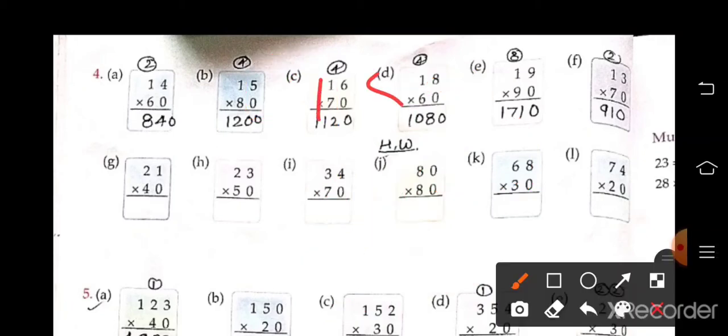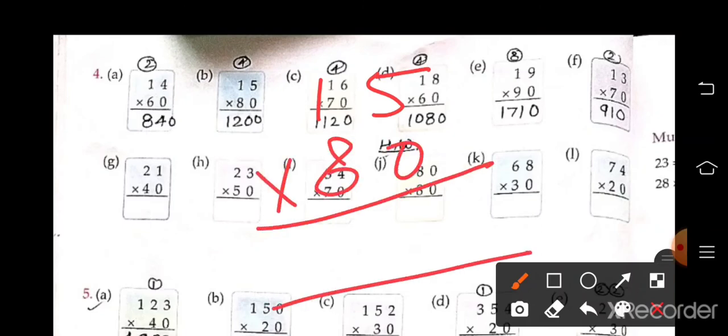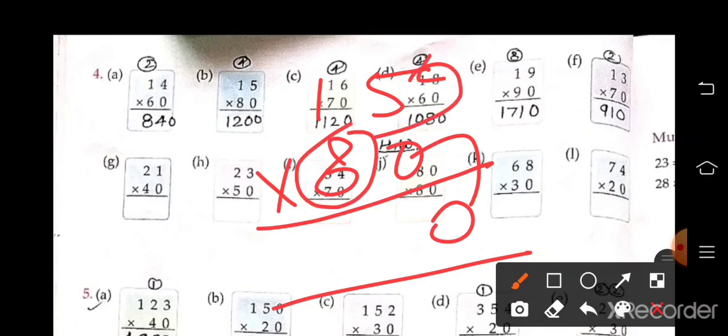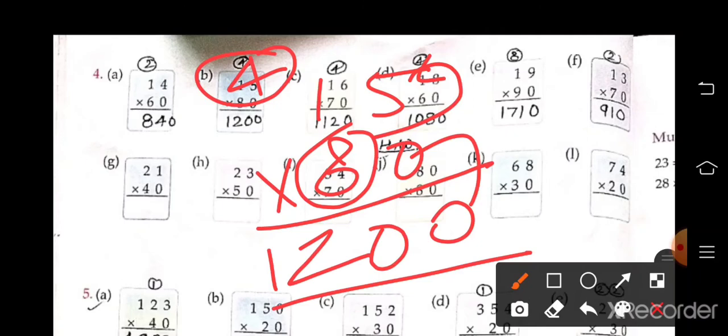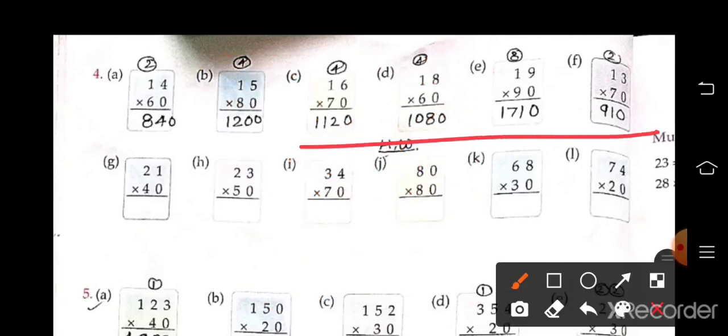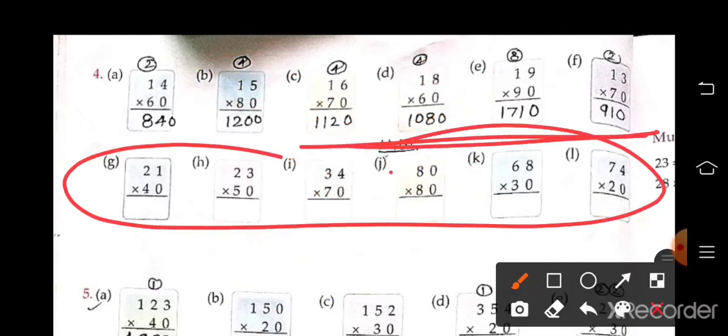Now the B part, 15 multiply 80. So you can put this 0 at the last. Now multiply 8 by 5. 8 fives are 40. 0 here, carry 4. Now 8 ones are 8 and add carry 4, 12. 1200 is the answer. Okay. So like this you have to do these parts, and this is your homework.